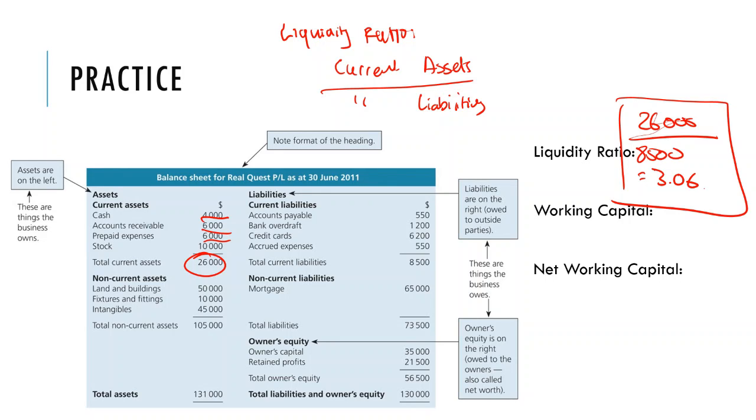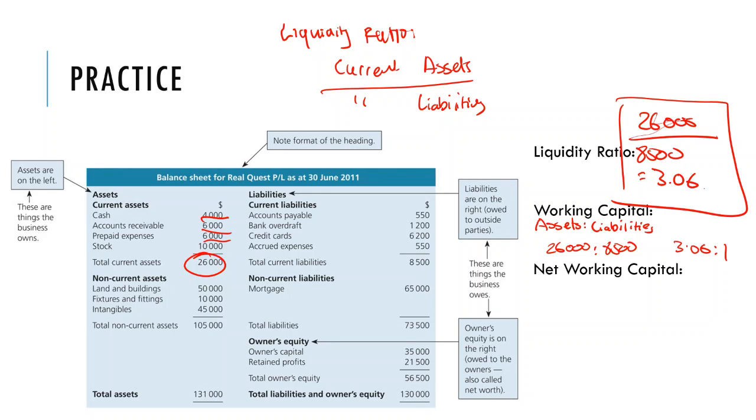Now we have the other equations. So working capital. Working capital is essentially just a ratio in and of itself. So the assets, we have 26,000 over 8,500. That is our ratio. We can simplify that. Okay, so it's 3.06 to 1.